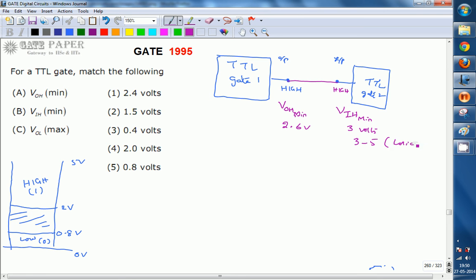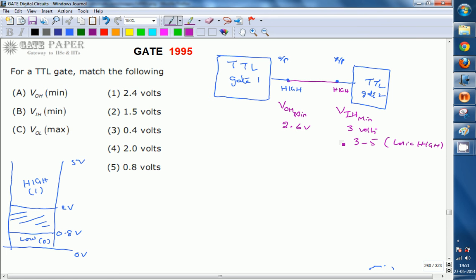Logic high acceptable implies nothing but it is from 3 to high. If any voltage is less than 3, that will not be treated as high level. But what you are giving is a high level which is acceptable for TTL gate 1, but it is not acceptable for TTL gate 2.